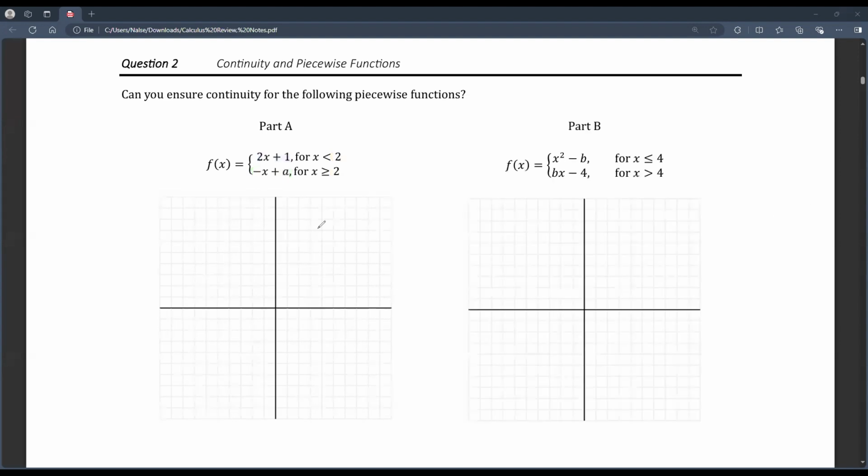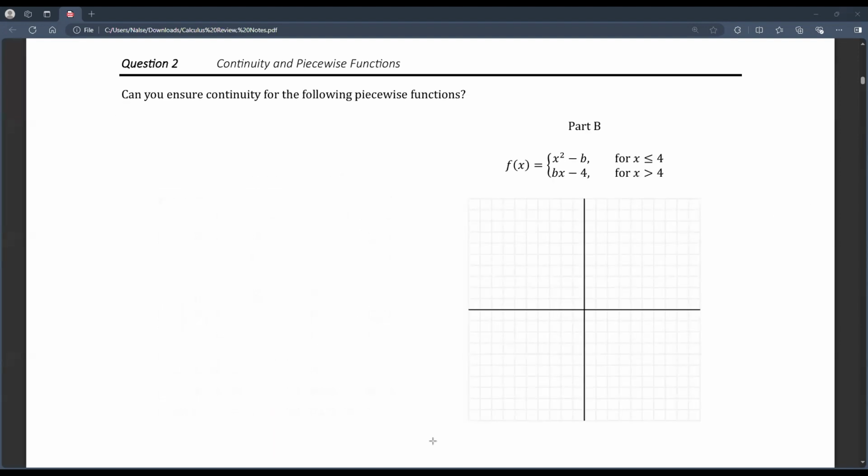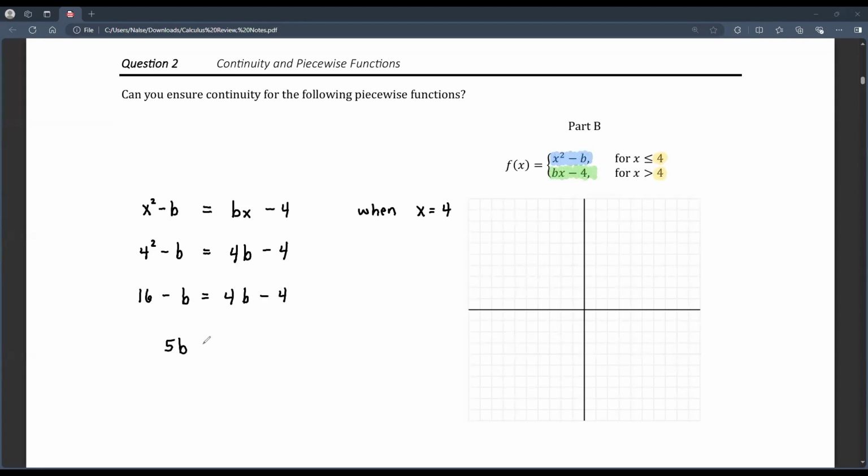See if you can answer part B on your own. Pause the video, and, when you are ready, see if you are able to get the same result. The correct answer is that b must equal 4. This is the only value of b that will make the piecewise function continuous. Graphing out function f, with b now equal to 4, can help prove to you that the function is continuous. The 2 pieces connect at x equals 4, and there are no discontinuities present in the graph.